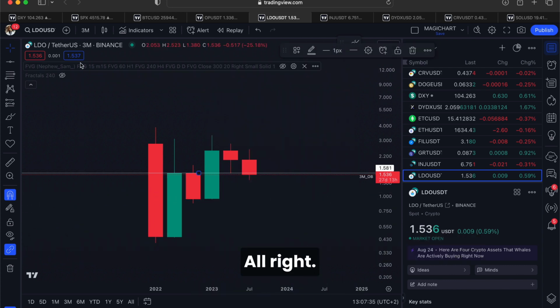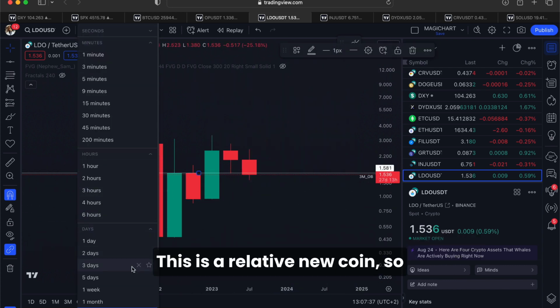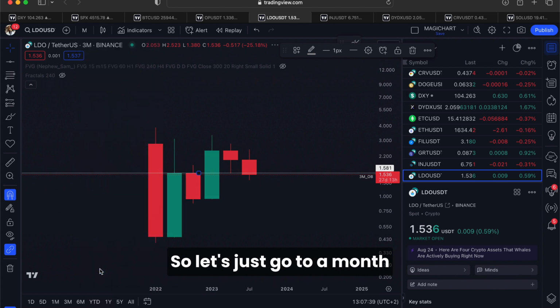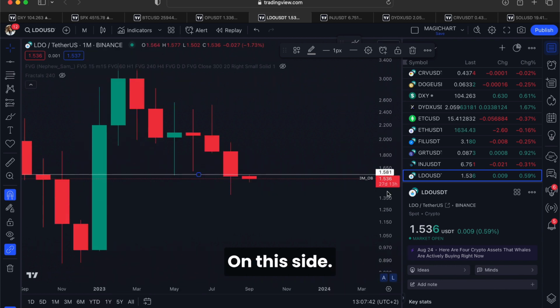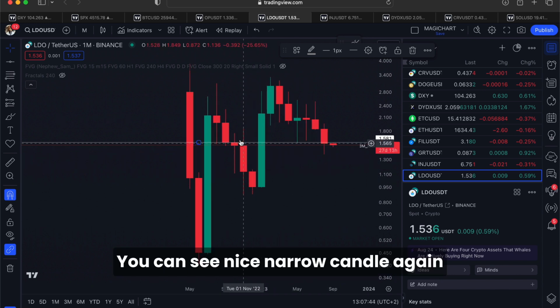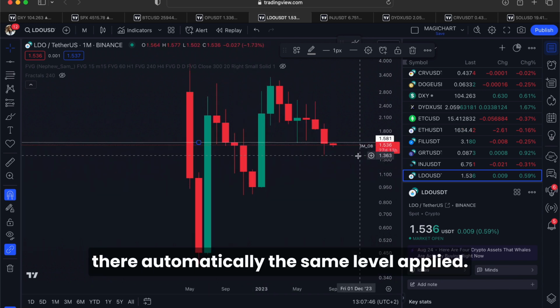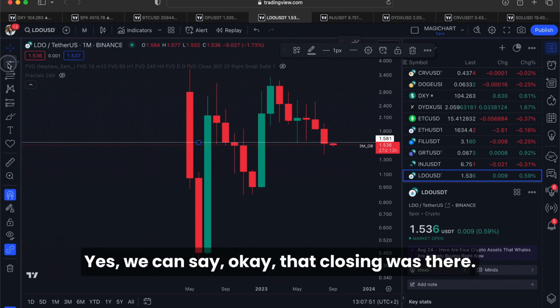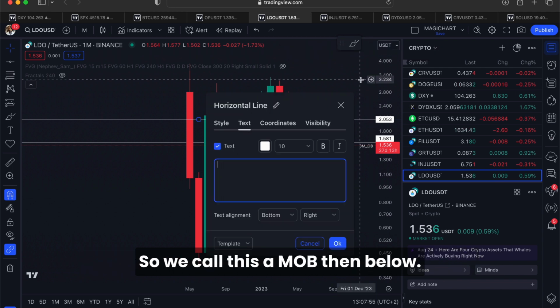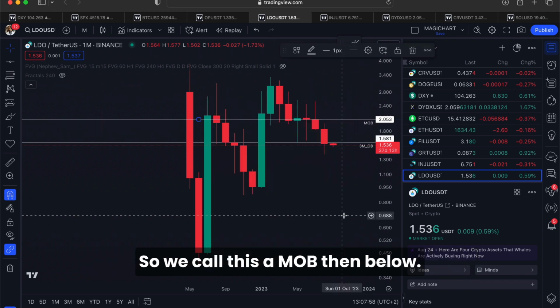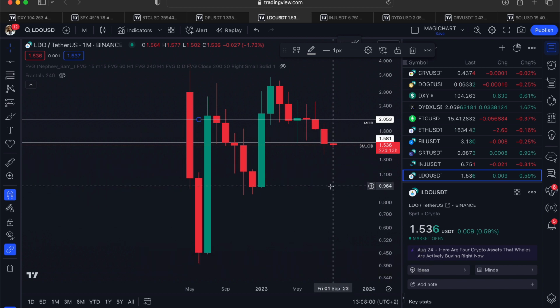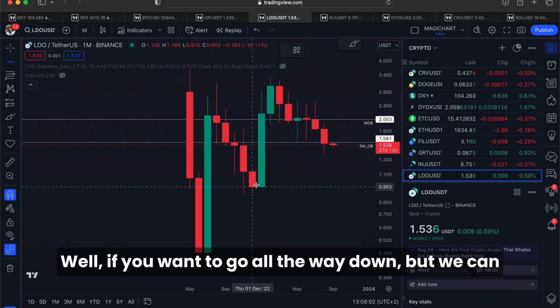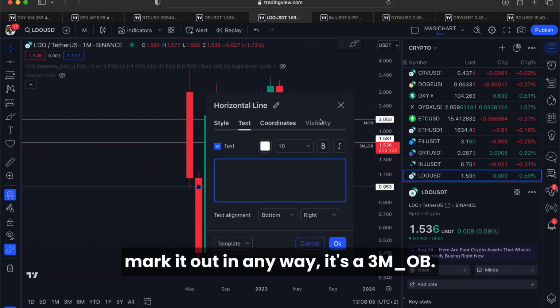All right, so let's just go. This is a relatively new coin, so there's not a lot of history. Let's just go to a month then, and see if we see anything on this side. You can see a nice narrow candle again there. Automatically the same level applied. Nothing really of significance. Yes, we can say that closing was there, so we call this a monthly order block. Then below, if we want to go all the way down, we can mark it out anyway. It's a 3-month order block.